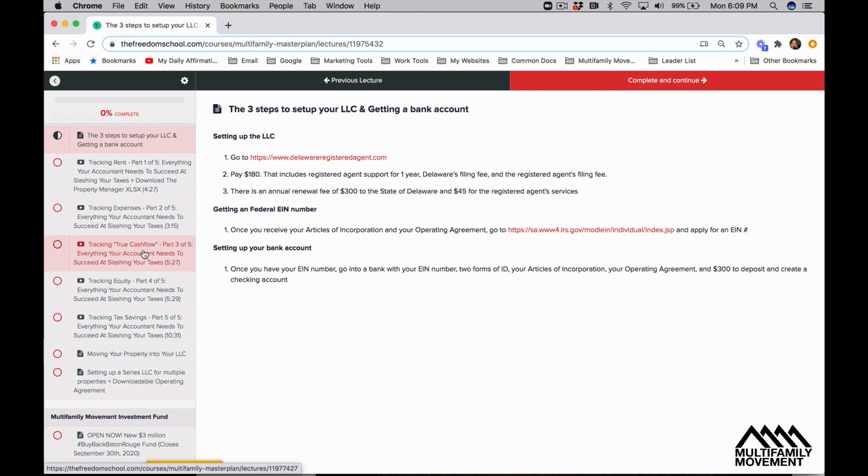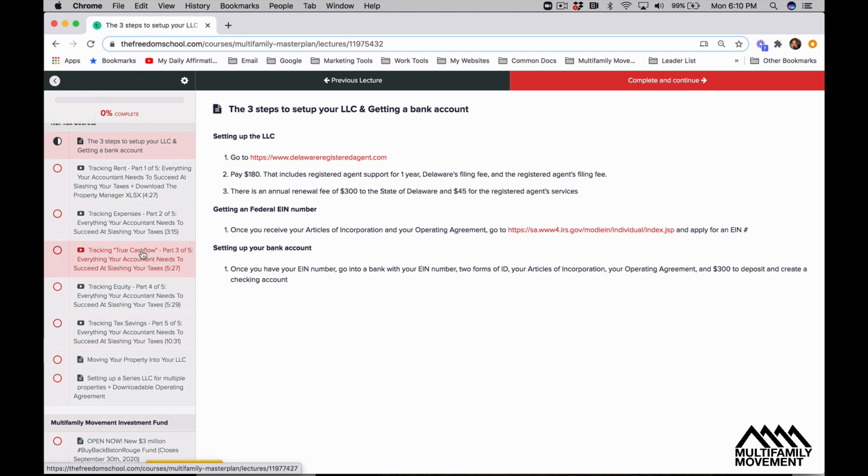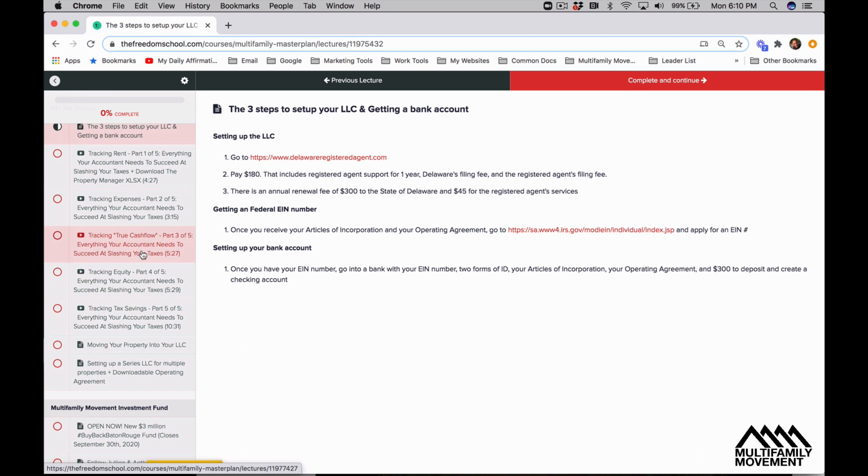You are deducting or depreciating the physical property over 27.5 years, but the property is still appreciating in terms of its value. This is one of the keys to wealth: you have assets that you can depreciate, reduce your tax liability, but that asset is still useful because you're taking care of it and it appreciates. Okay, so this is the depth of the course.